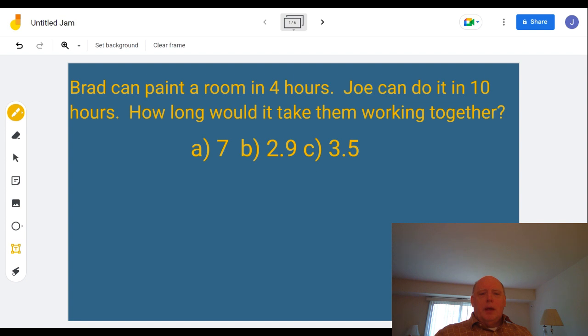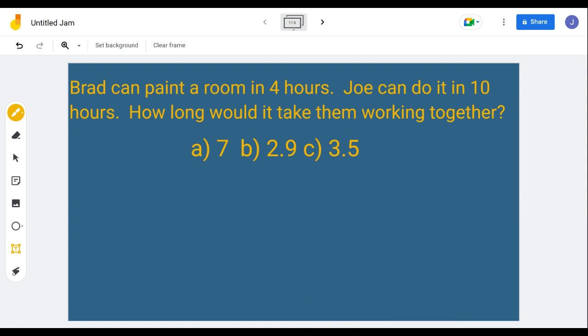So in this one, we have two people, Brad and Joe. One can paint a room in 4 hours and the other can do it in 10 hours. How long would it take for them to do it together?